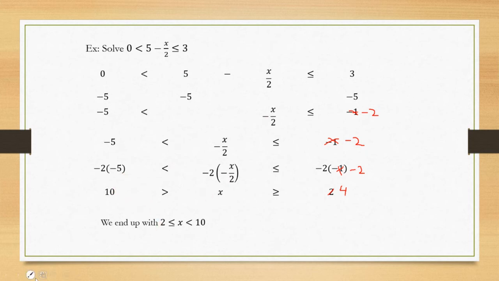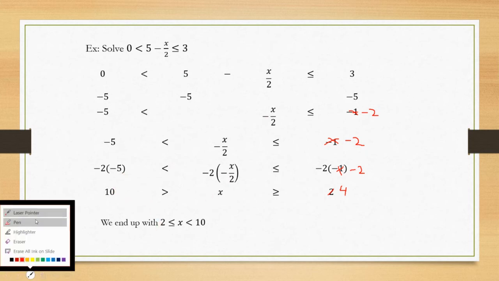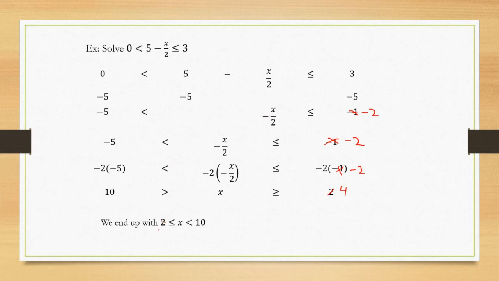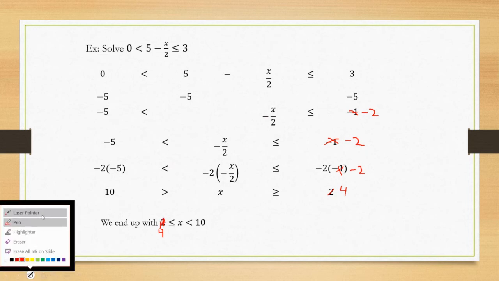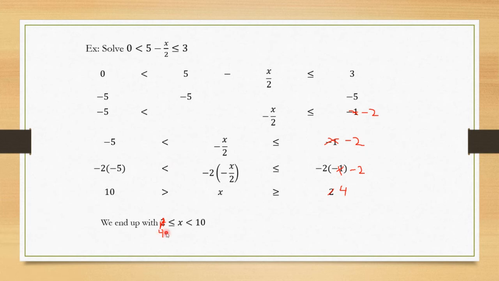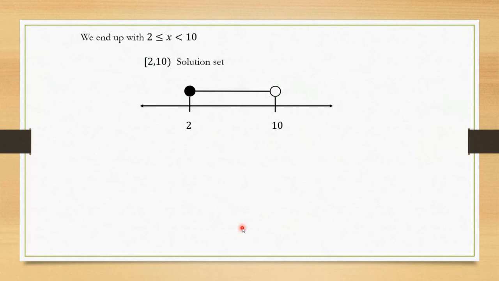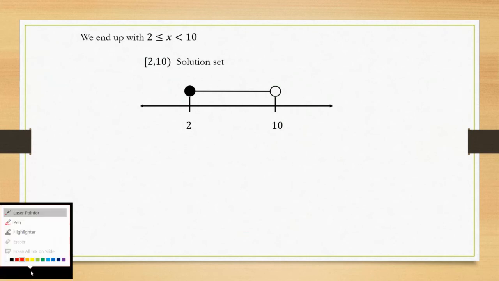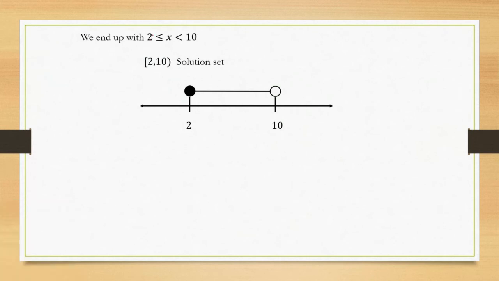So our solution set, that should be a 4. Let me fix that. That's a 4, like so. 4 is less than or equal to x, less than 10. Then we have our solution set, which again should be 4 on the left. There we go. Beautiful.